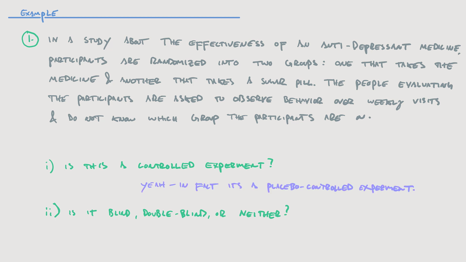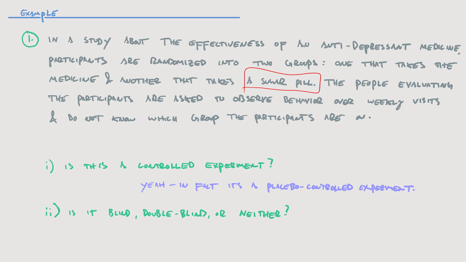Well, the answer to number one is certainly yes. In fact, we know that not only is it controlled, it's placebo-controlled. And we know that because the second group gets a sugar pill. In the medicinal field where you're taking pills to test a drug, maybe a drug is given in pill form, a sugar pill is often used for the placebo group, for the control group, as it were.